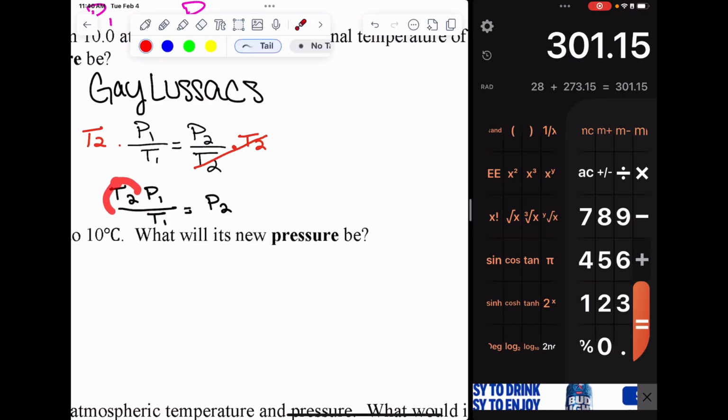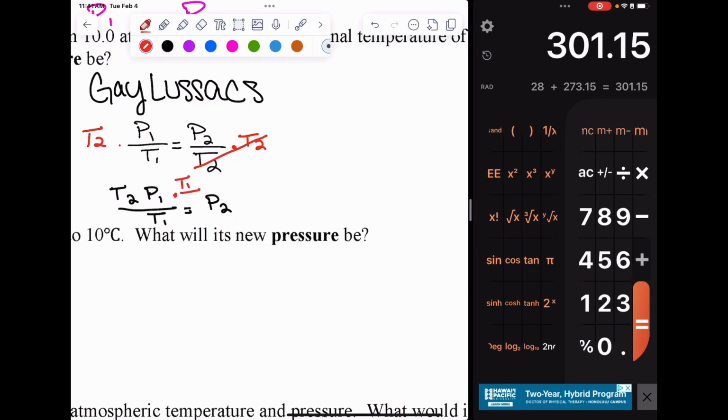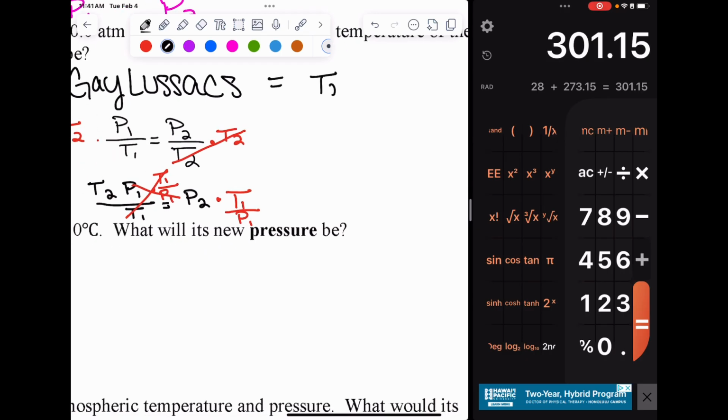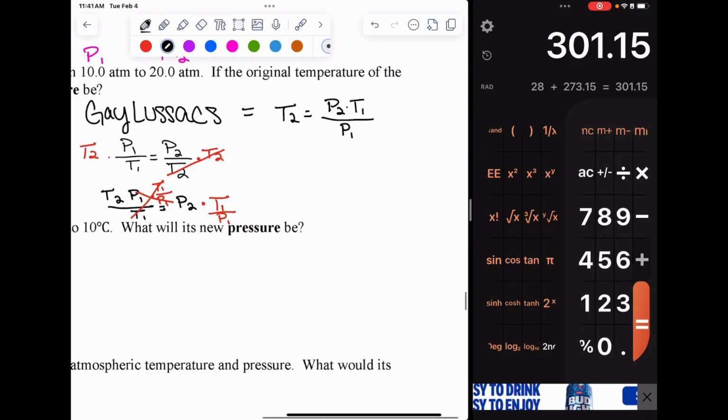Now, we still don't have T2 by itself, so we have to do the opposite of this fraction. Instead of P1 being on top and T1 being on the bottom, let's flip it. Let's multiply this by T1 over P1 on both sides. So that way our new formula will look like this. I'll write it up top. T2 is equal to P2 times T1 all over P1. And that will be our new formula here.